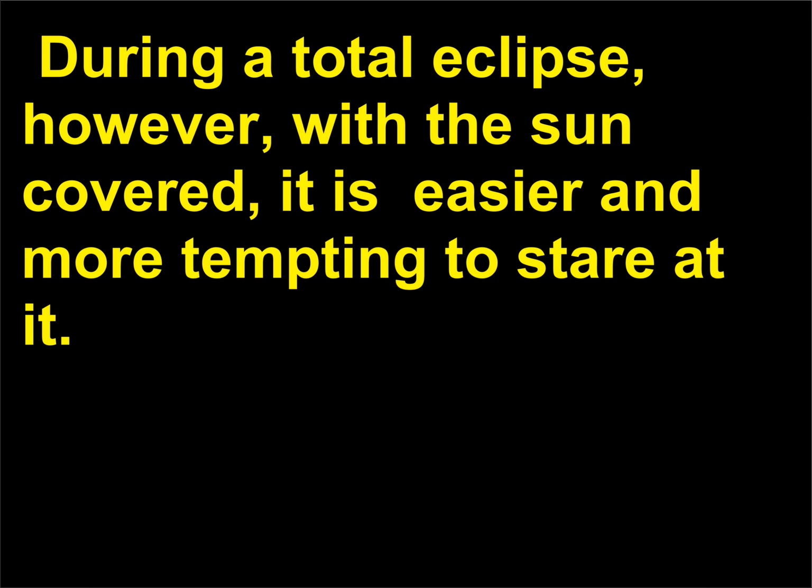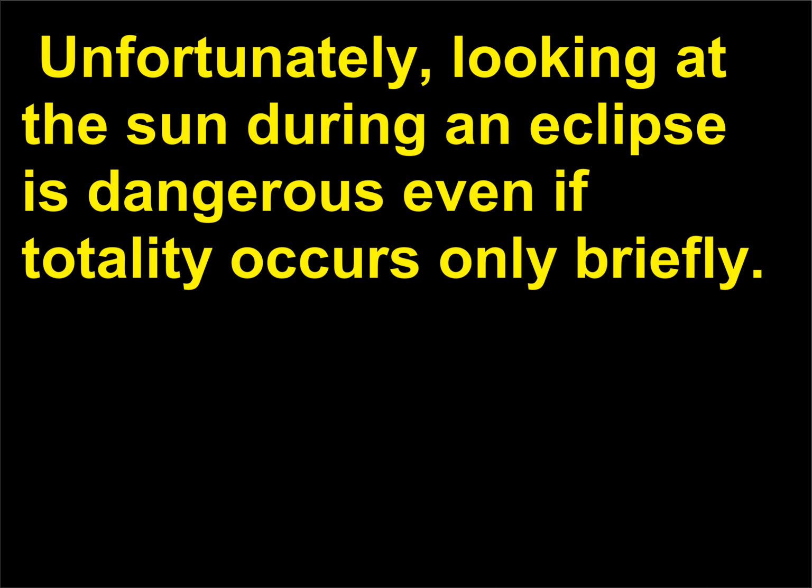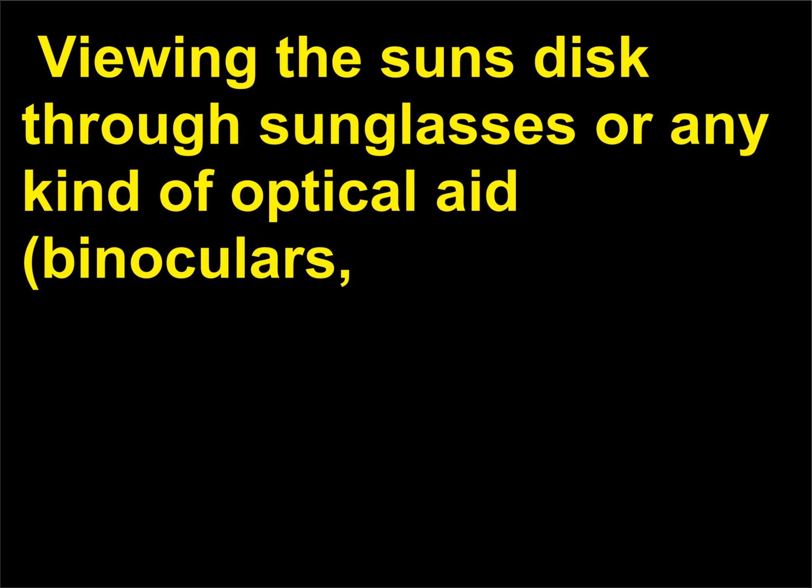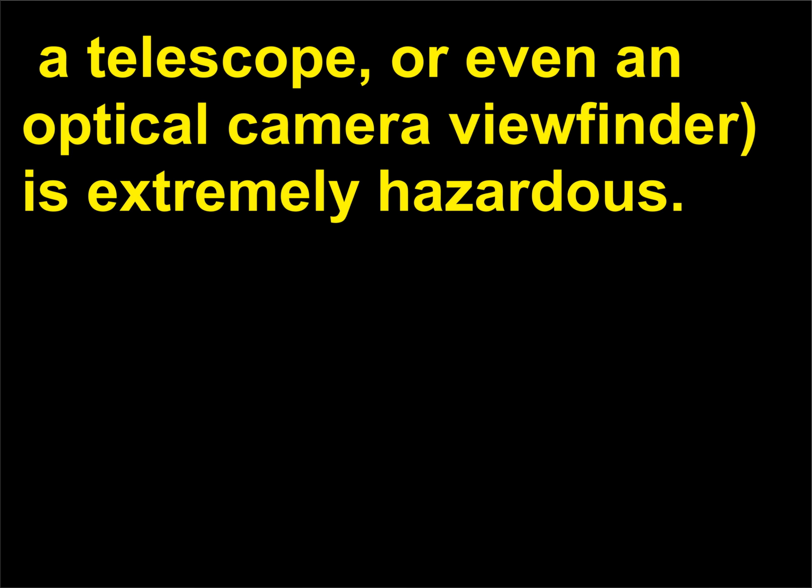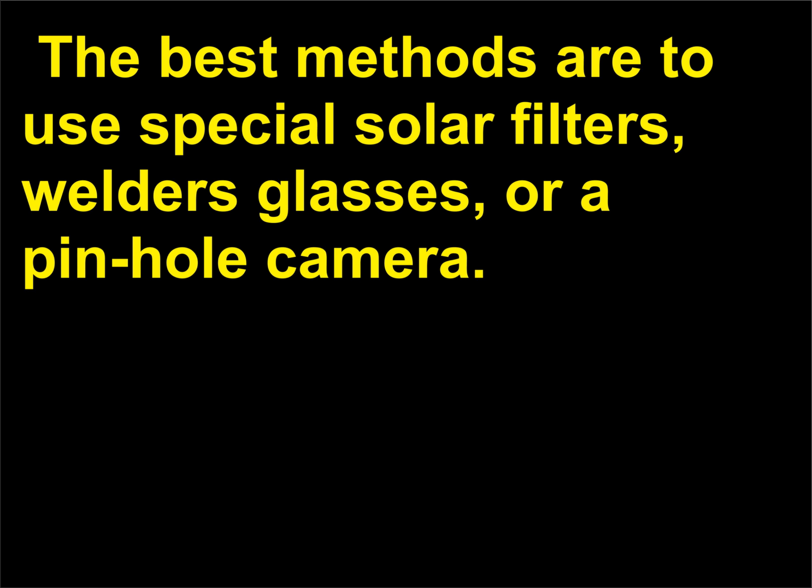During a total eclipse, however, with the Sun covered, it is easier and more tempting to stare at it. Unfortunately, looking at the Sun during an eclipse is dangerous even if totality occurs only briefly. Viewing the Sun's disk through sunglasses or any kind of optical aid, binoculars, a telescope, or even an optical camera viewfinder, is extremely hazardous. The best methods are to use special solar filters, welder's glasses, or a pinhole camera.